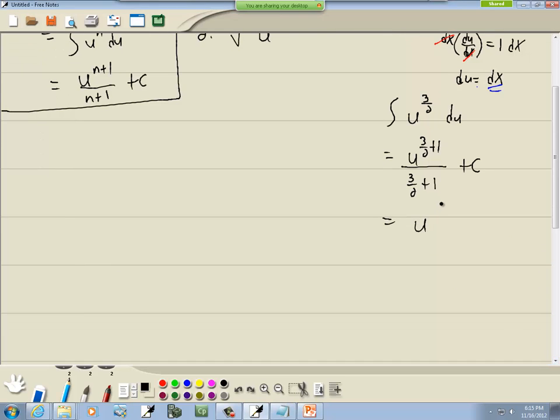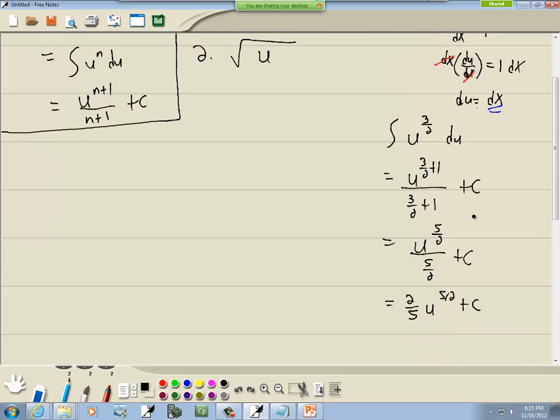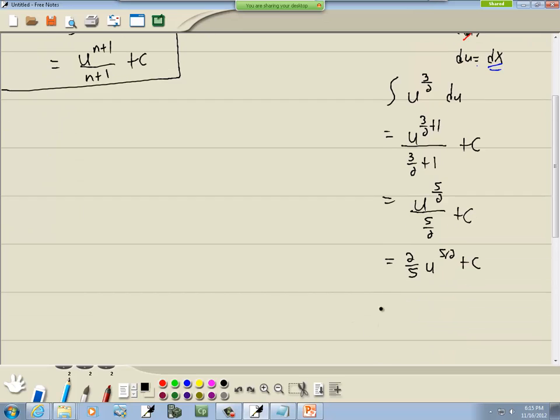Well, 3/2 plus 1 gives us 5/2, and then 5/2 down here, plus c. Remember, if you have a single fraction in the denominator, you flip it and multiply it times your top part. So we're going to have 2/5 u to the 5/2 plus c. Up above, we said u was x minus 7, so we plug in x minus 7 for our u. So this will be 2/5 times x minus 7 to the 5/2 plus c. And that's our answer.